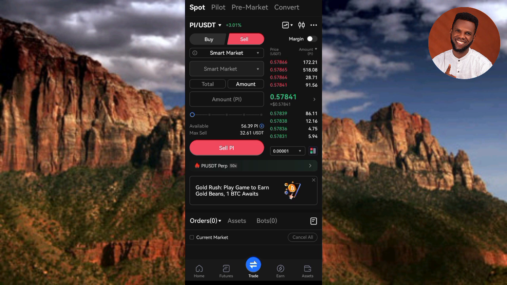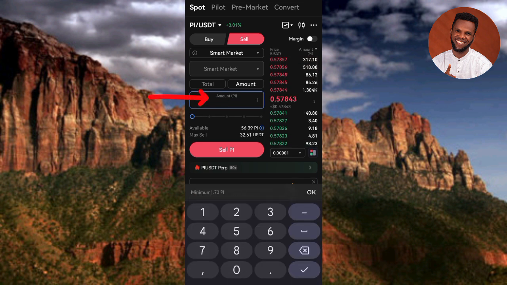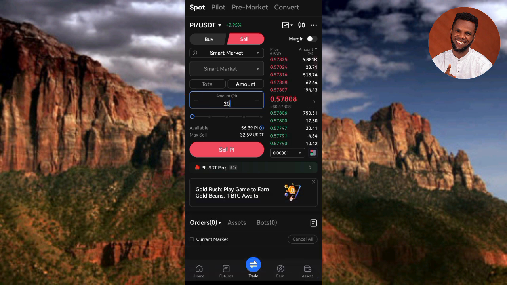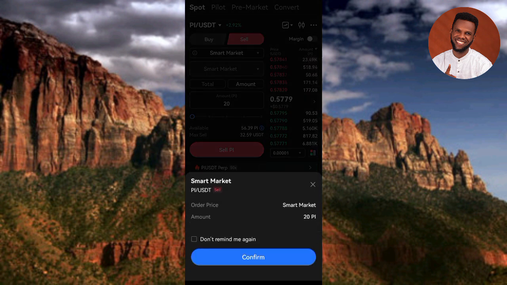Now the next step you have to take is to make sure you tap on amount. You can see amount right there. Amount is already selected. Then what you have to do now is to tap on amount. You have to input the amount of Pi token or the Pi coin that you want to sell. So let me tap on amount. Then let me input 10 Pi coin, or let me just make it 20 Pi coin. You can see now I've input 20 Pi coin. Now the next step you have to take is to tap on sell Pi. You can see it right there. So let me tap on sell Pi. Then the next step now is to tap on confirm. So let me tap on confirm.